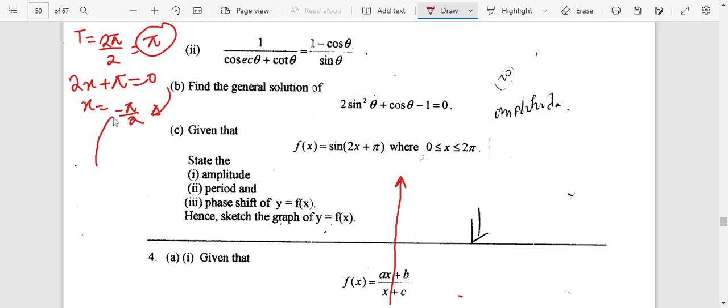First, get your phase shift. That's negative pi over 2, right? I'm going to put it. My phase shift is negative pi over 2. Look at your period. Please look at your period.